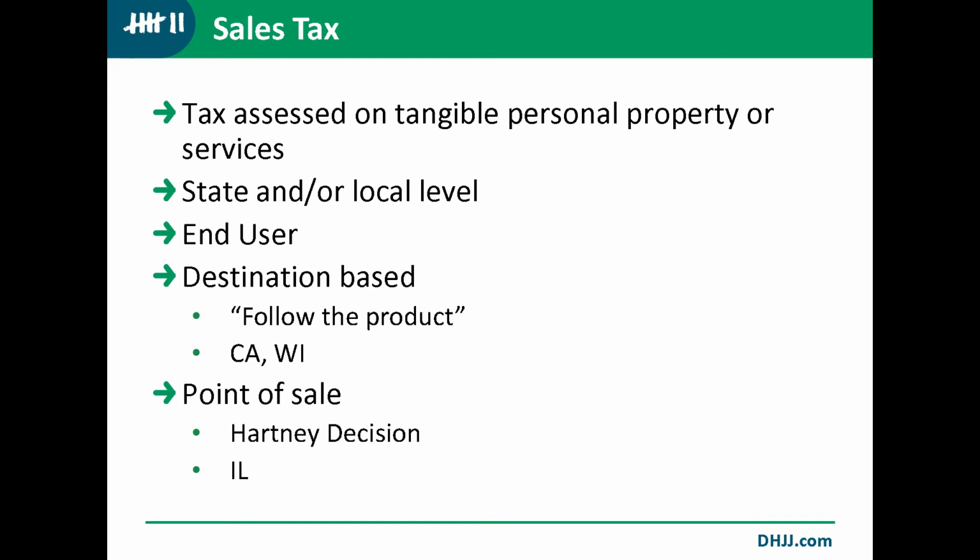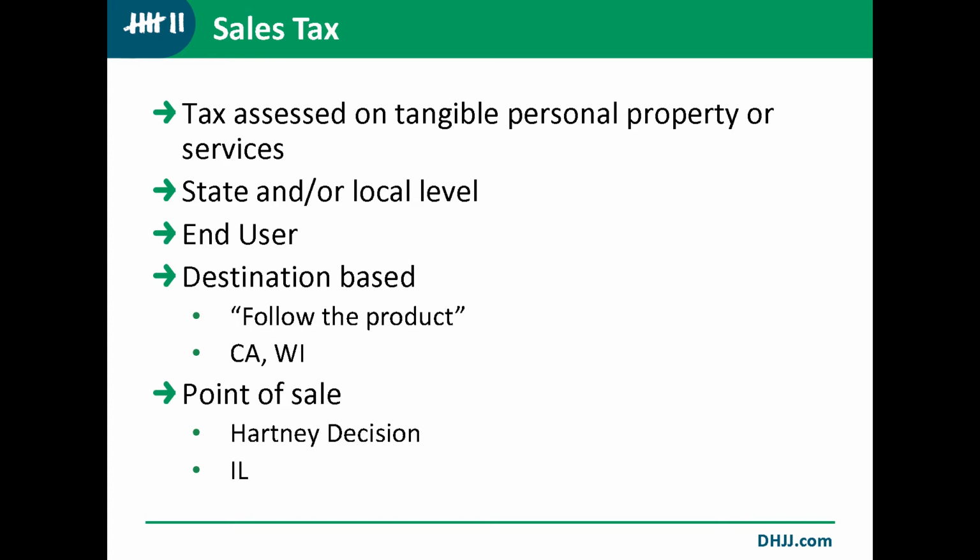Ultimately, the sales tax is assessed on the end user, so where the ultimate benefit is being received. Most of the time, it's going to be the mail-to address or where you actually purchase the product. Each state is kind of different on how they assess sales tax. For example, some states are destination-based, so that means the sales tax is going to be based on where the product goes. So it follows the product. California, Wisconsin are that. Usually, if you're selling online, it's going to be the bill-to address. And most states do destination-based for interstate commerce.